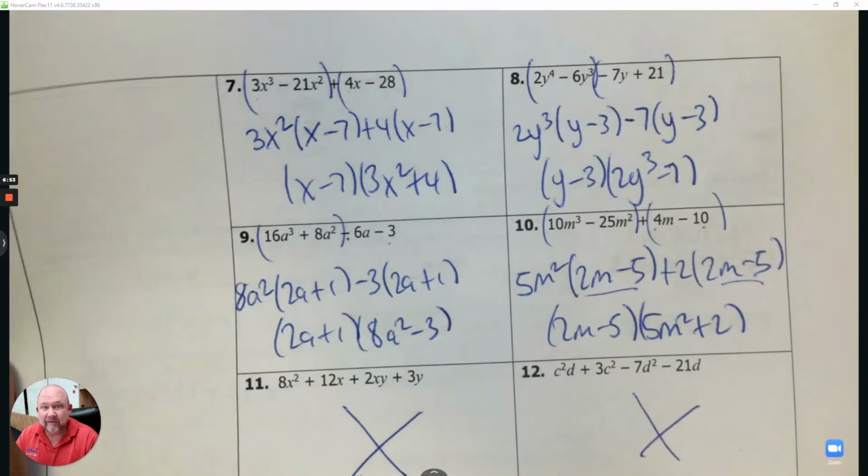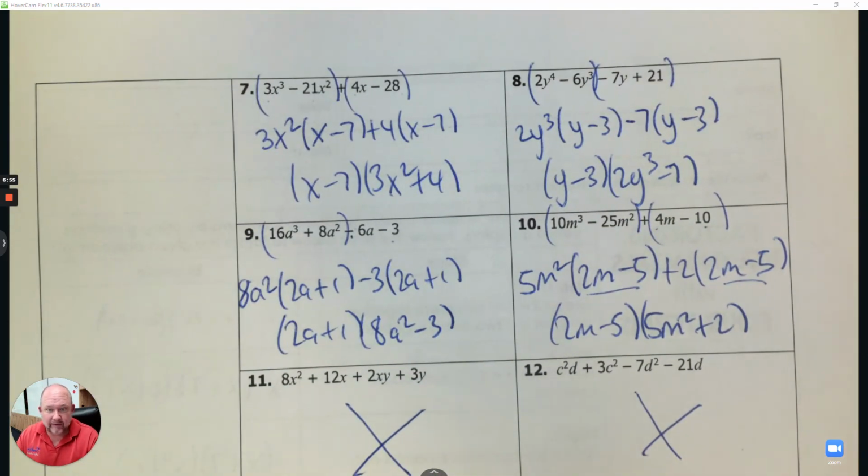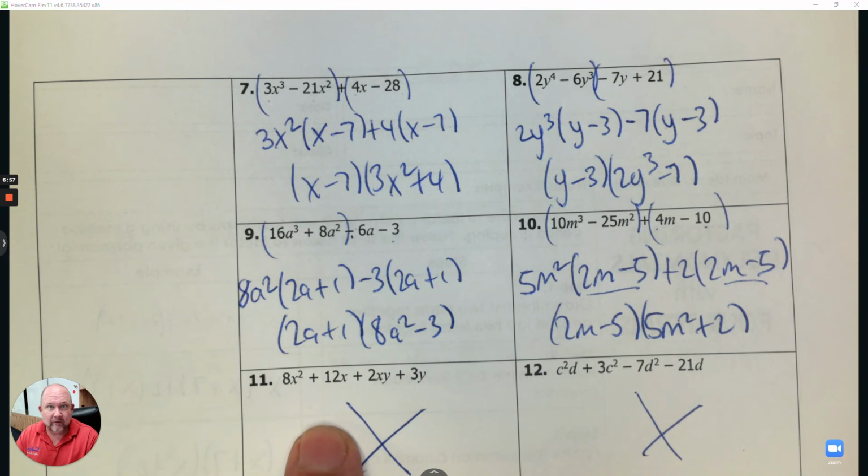So there's the lesson on factoring by grouping. And now we're going to do our homework sheet together.